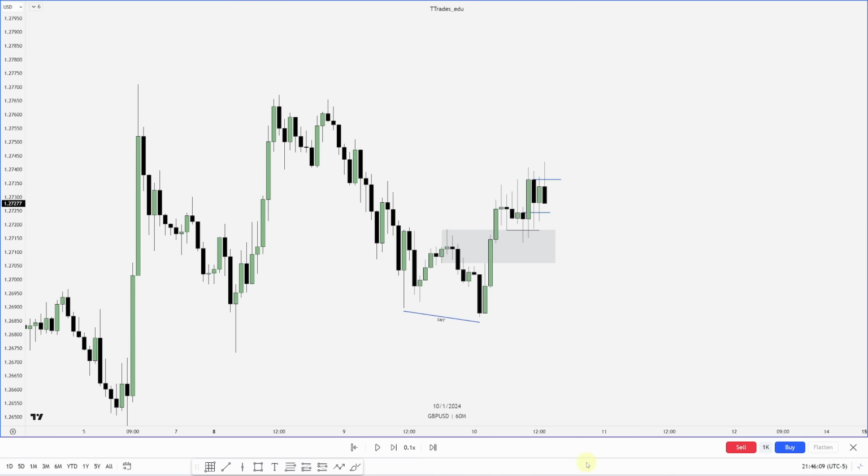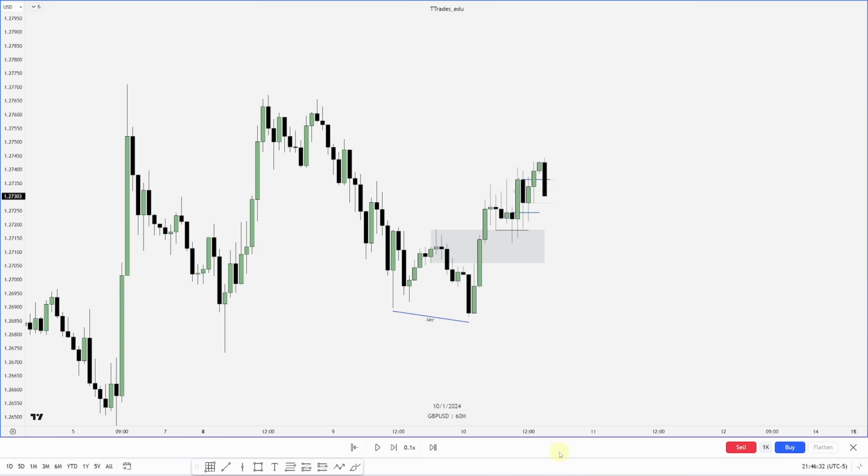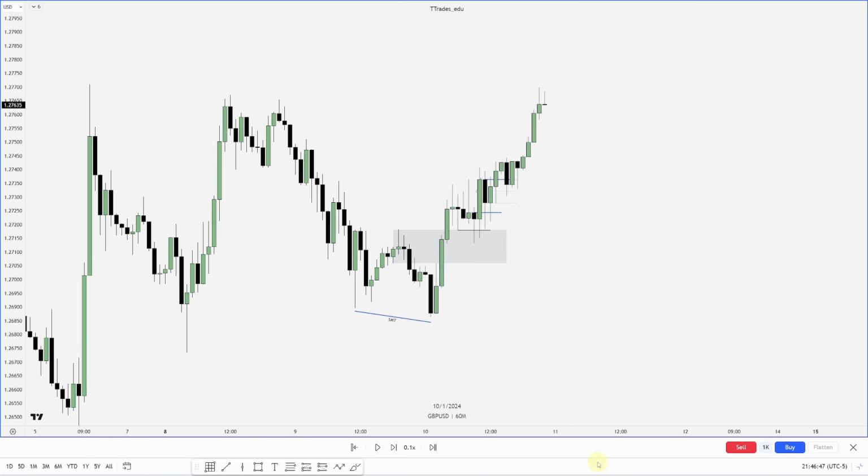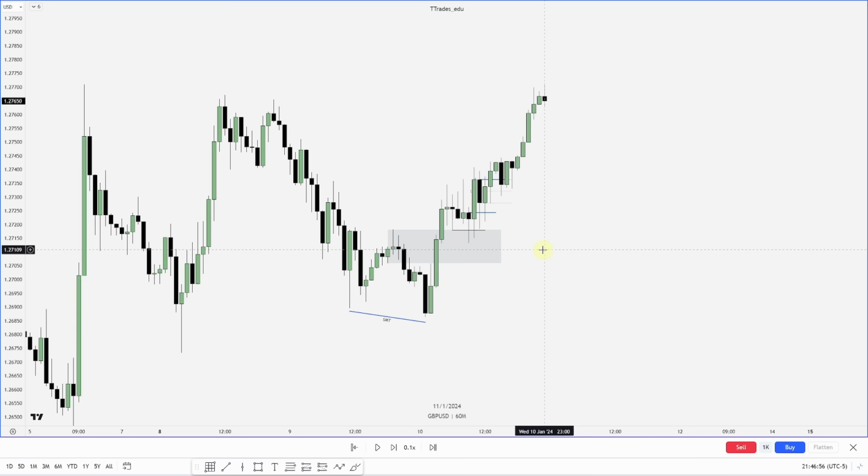Do we get a close over it? Yes. Now I want to see price respect the opening price and not close below the mean threshold of this propulsion block. So you can see we do reach into this propulsion block, but we're respecting the mean threshold of it. And there we go, we get our displacement out. So there is another example of using a propulsion block.